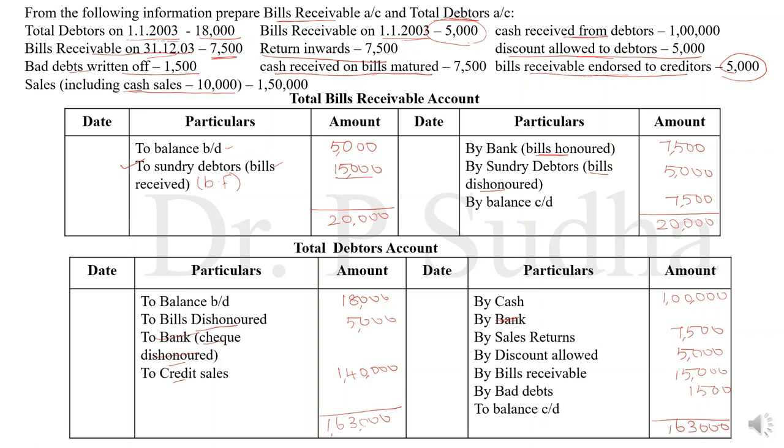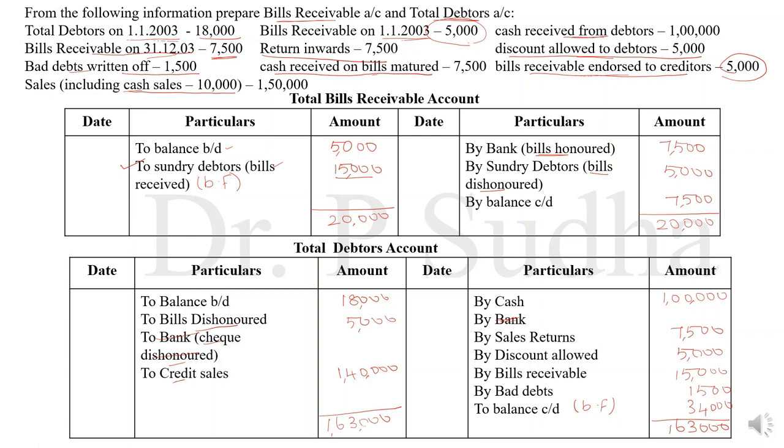The balancing figure 34,000 will be the closing balance of debtors. This is your balancing figure. Okay, so this is how we will calculate. If you understand the format, this problem is very, very simple. Just fill in the blanks. And you should know the meaning.